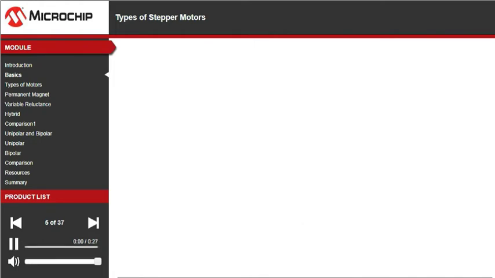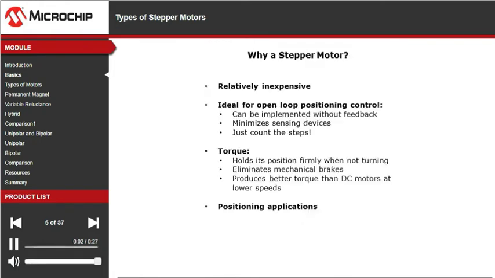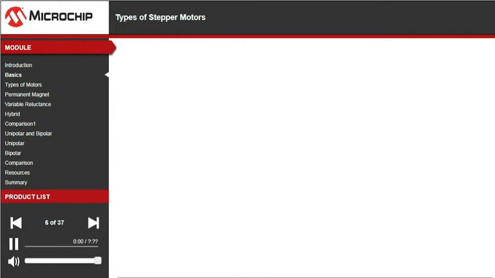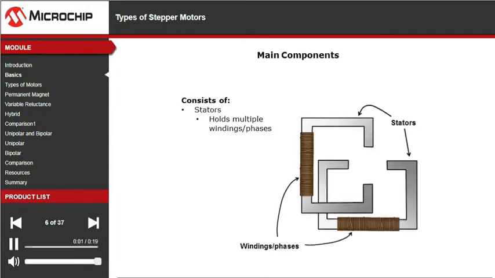The unique torque characteristics of the stepper motor make it ideal for position applications. In fact, stepper motors have been used for years in such applications as printers and machining equipment, and will hold its position firmly at a given step, providing a relatively high holding torque. Other torque-related benefits include higher torque and lower revolutions per minute than typical DC motors, as well as no need for mechanical braking.